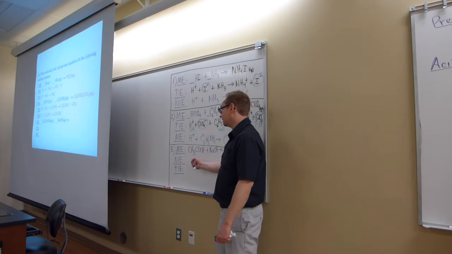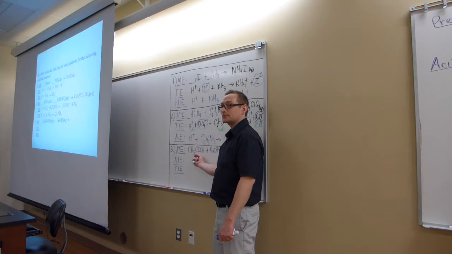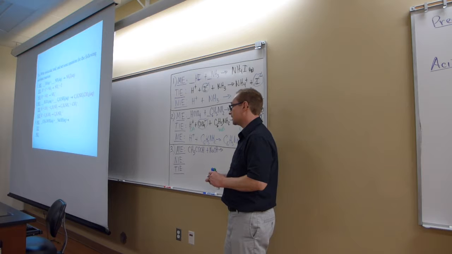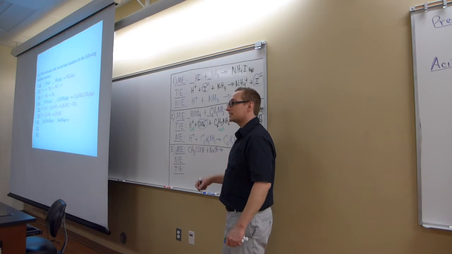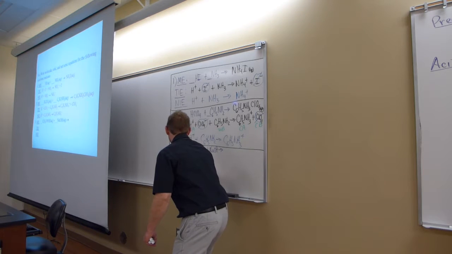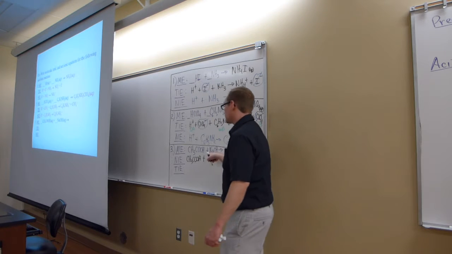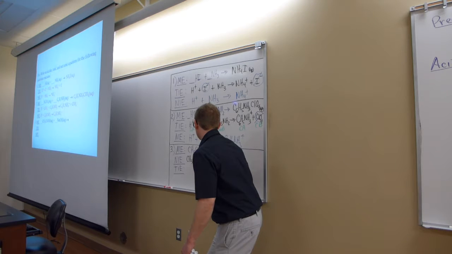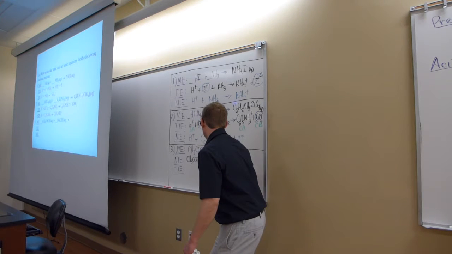All right, so how do we write this in solution? CH3COOH, same as what it is, right? Weak acid stays together. So we'll go ahead and write that. CH3COOH. How do we write sodium hydroxide in solution? Right, Na plus, OH minus.